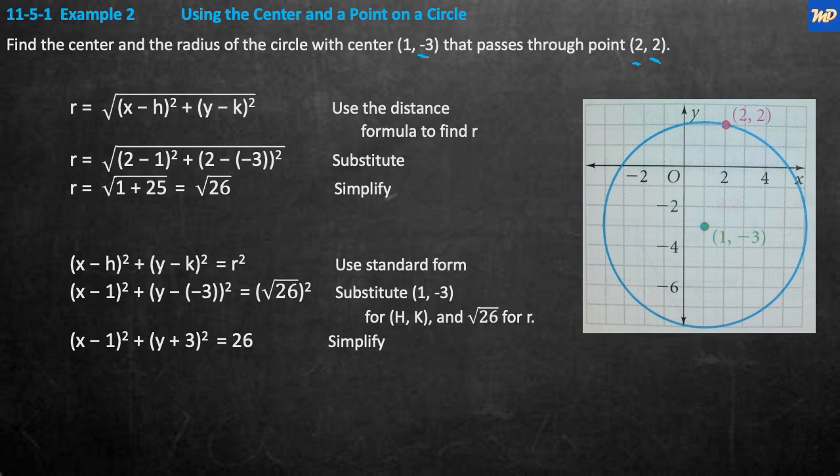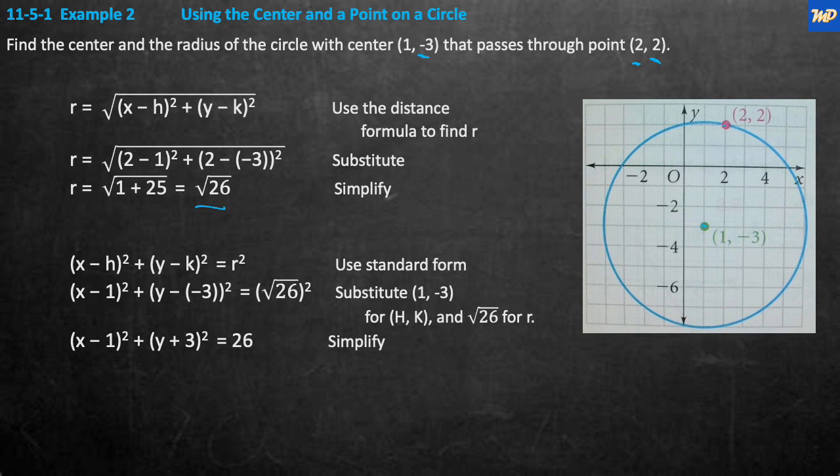So now we've solved this. What do we have? R equals the square root of 1 plus 25, because 2 minus 1 is 1 squared is 1, and 2 minus a minus 3 is a 5, and 5 squared is 25. So the square root of 1 plus 25 is equal to the square root of 26, right here.